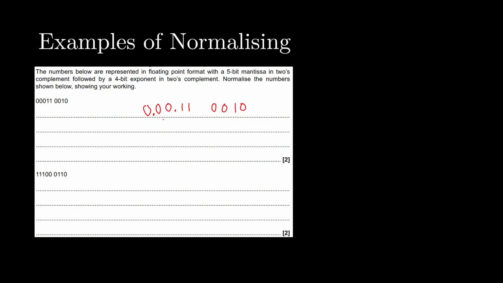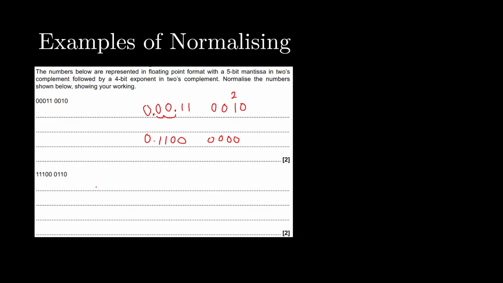between the 0 and the 1, right? So that's going to be a shift of 2 units to the right. So if we're shifting the point 2 units to the right, to compensate for that, we need to subtract 2 from the exponent. So our normalized result is going to be 0.11, and then they want a 5-bit mantissa, so we just add 2 useless bits on the end. And then we need to subtract 2 from the exponent. So currently the exponent's already 2, so our exponent is just going to be 0, 0, 0, 0.